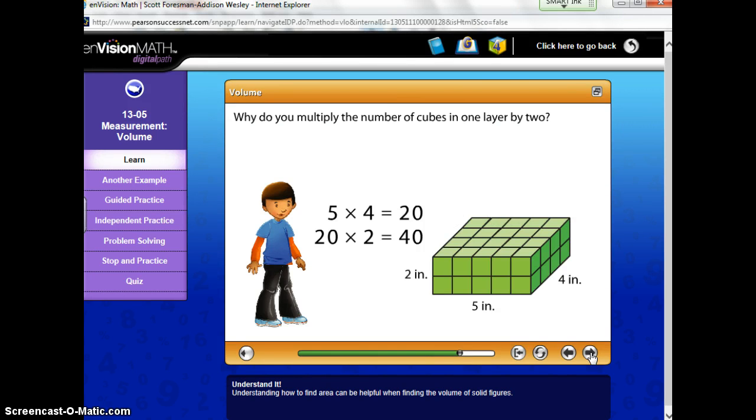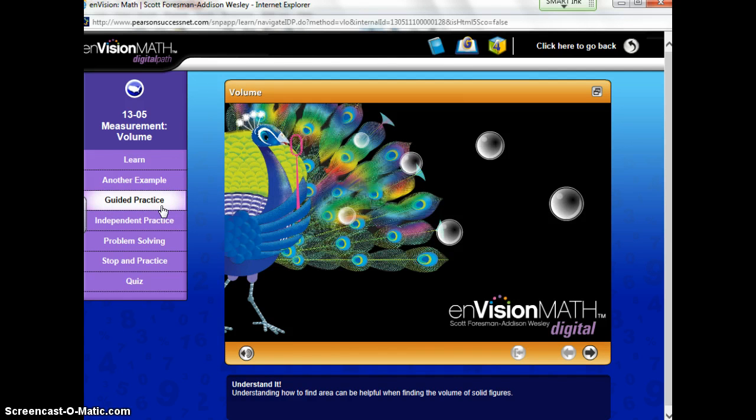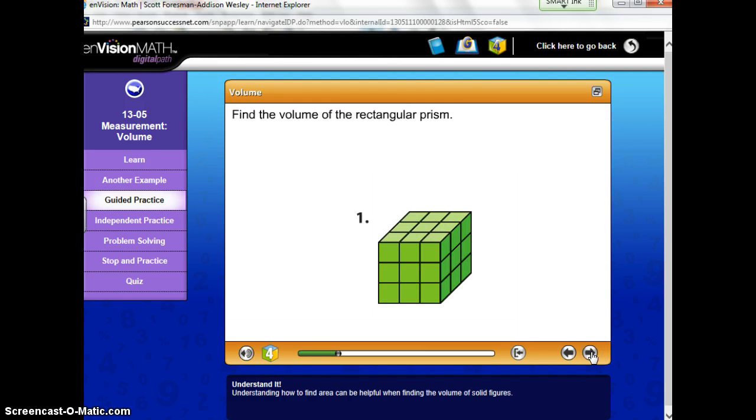So let's take a look at another picture. Now you can certainly count, 1 by 1, how many cubes are in this. Or you can use the formula that I taught you. What do you think we got there for volume?